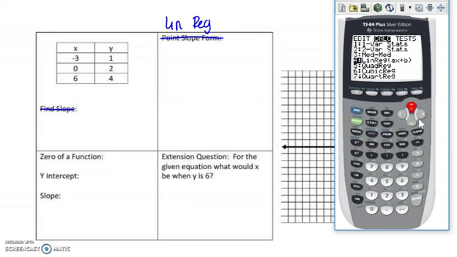Stat, calculate, all the way down to lin reg. Oh, I went too far. I went to quad reg. Lin reg, enter. All the way down to calculate. And I get that. Oh, okay. So now I have to wait for a second here. You cannot put 0.3x plus 2. That is not allowed. Okay, so I need to figure out what fraction that is. Some of y'all should know, but if not, I'm going to write it up here.